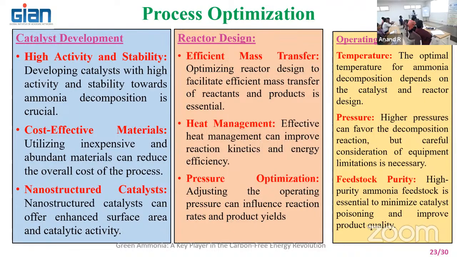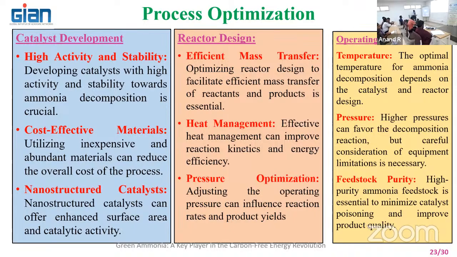Okay. So catalyst development, a lot of research is needed. High activity and stability: developing a catalyst with high activity and stability towards ammonia decomposition is crucial. So a lot of research is necessary. And you need to think about not only higher activity and stability, but the cost also. Utilizing inexpensive and abundant materials can reduce the overall cost of the process.